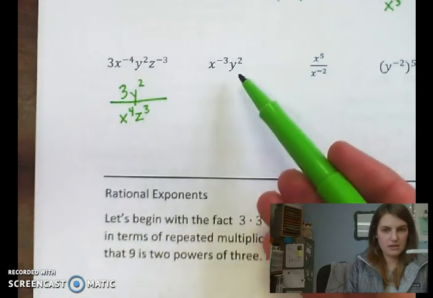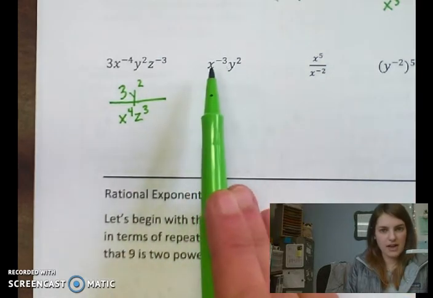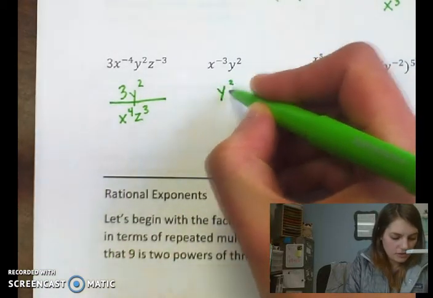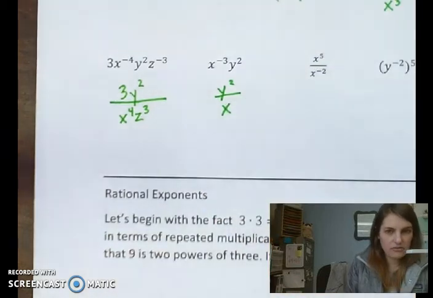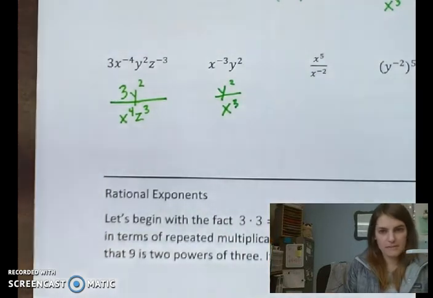Same thing with this one. We can't combine these powers because the bases are x and y, so y squared will remain in the numerator, but x to the negative 3 will move to the denominator and become x to the positive 3.